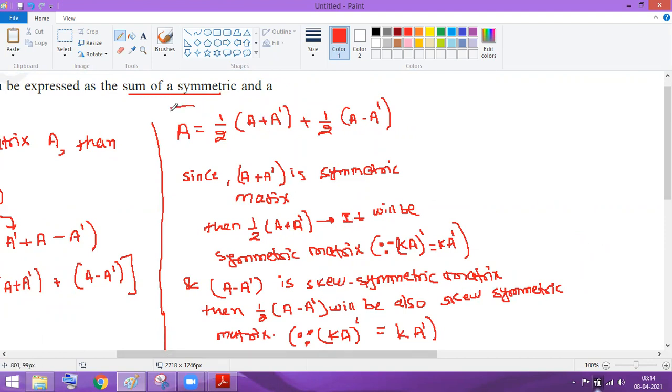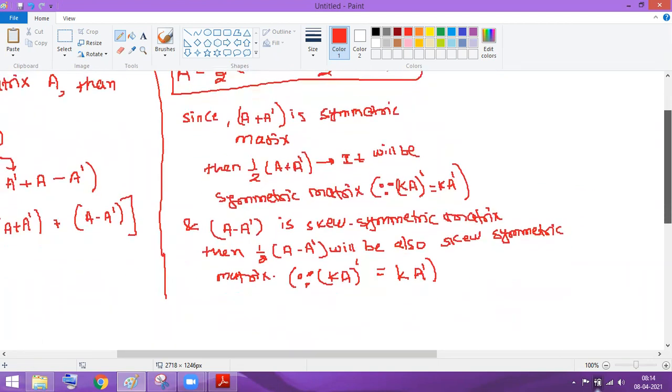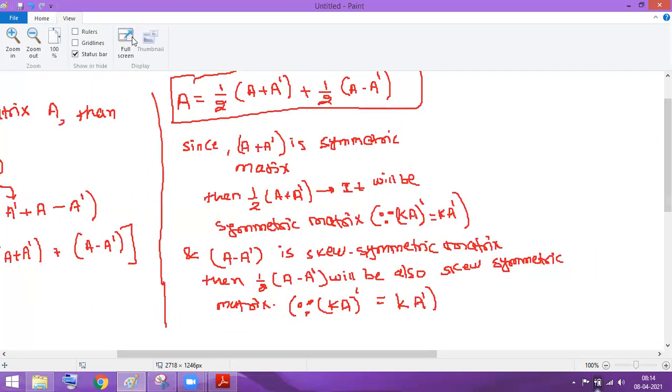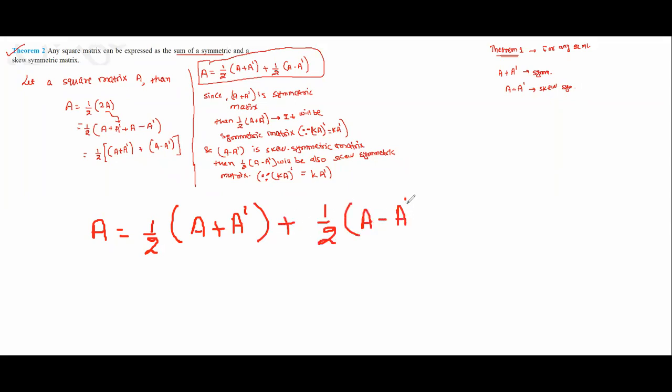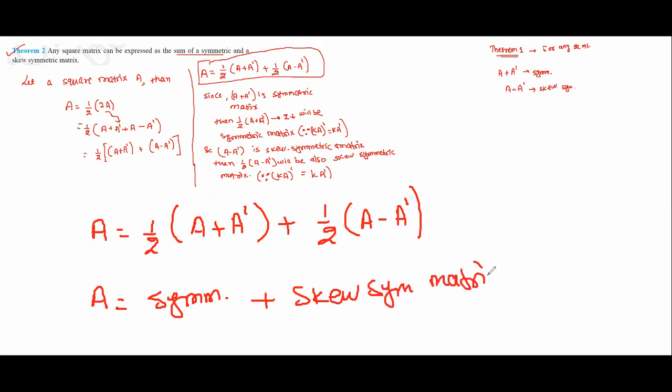It means that whatever we got here, ये जो हमें यहाँ पे मिला था, इसको अब हम क्या लिख सकते हैं, बताओ guys? What will I write this equal to? A is equal to half of A plus A dash, plus half of A minus A dash. So can we say that any square matrix A can be represented as a sum of a symmetric matrix plus a skew symmetric matrix. Clear with this?